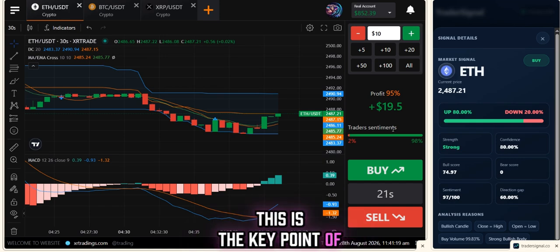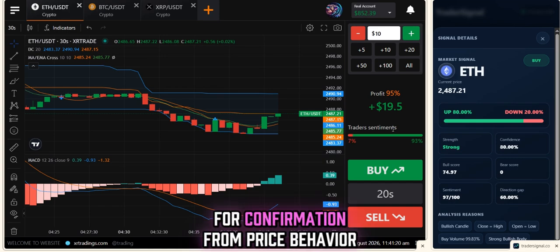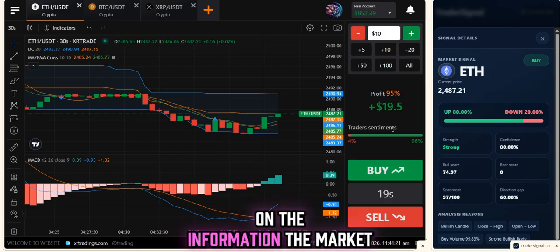This is the key point of this chart. Don't rush to guess. Wait for confirmation from price behavior. Then make a decision based on the information the market is showing.